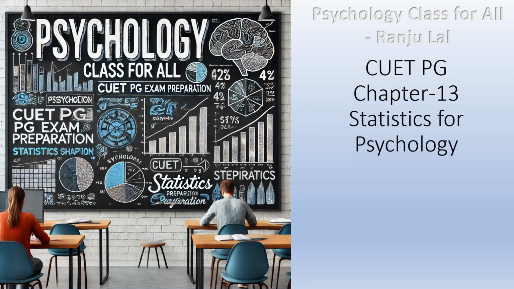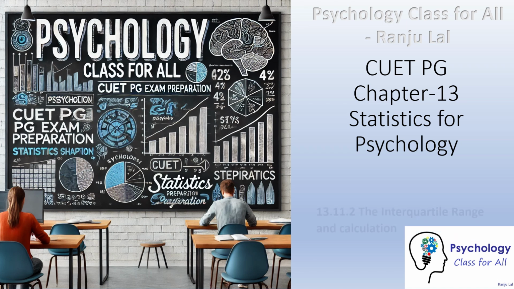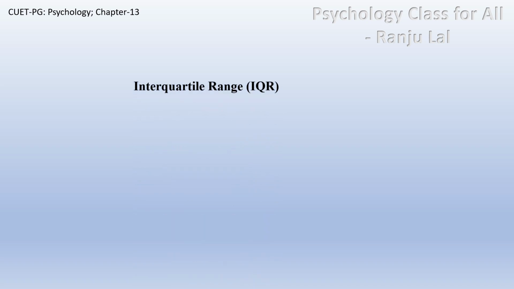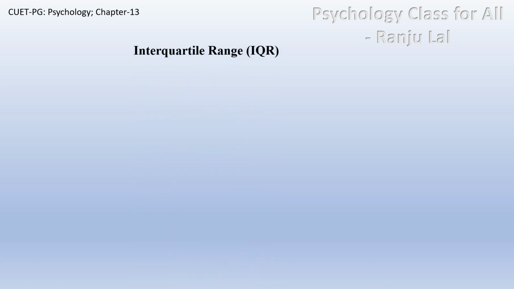Today I will discuss the interquartile range, IQR, in psychology and its calculation. It is a smart way to see data spread. Ever looked at your psychology test scores and noticed a few outliers dragging your results down? That's where interquartile range, or IQR, becomes your best friend in statistics. Let's break it down. What is interquartile range?